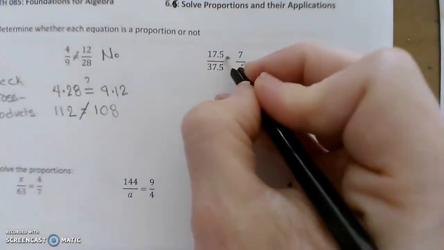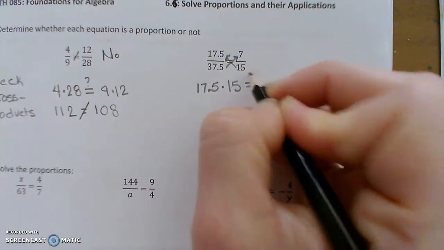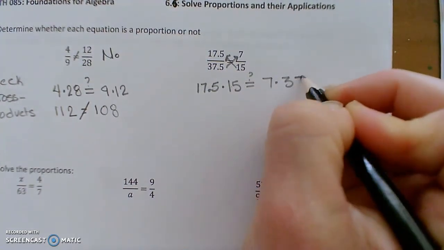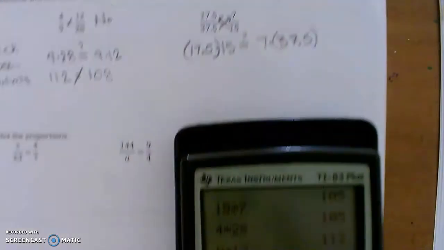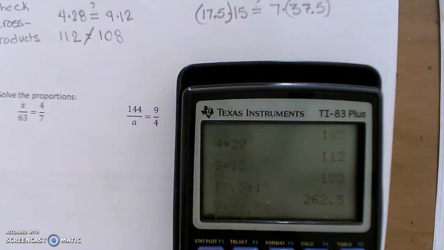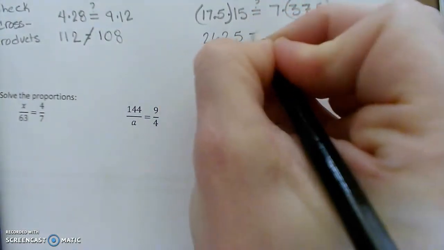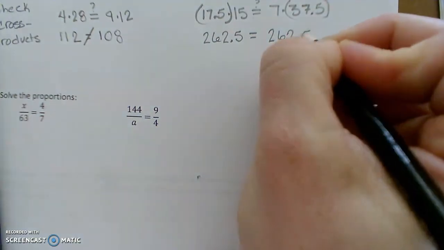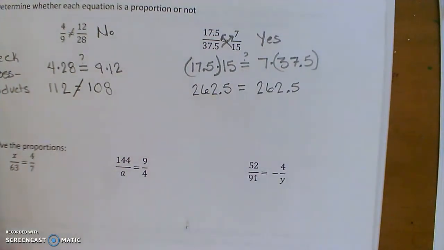Let's check this one. I'll do the cross products here. 17.5 times 15, and check to see if that's equal to 7 times 37.5. 17.5 times 15, that's 262.5. 7 times 37.5, 262.5. So indeed, these cross products are equal. So what I had been given in the first place is indeed a proportion.